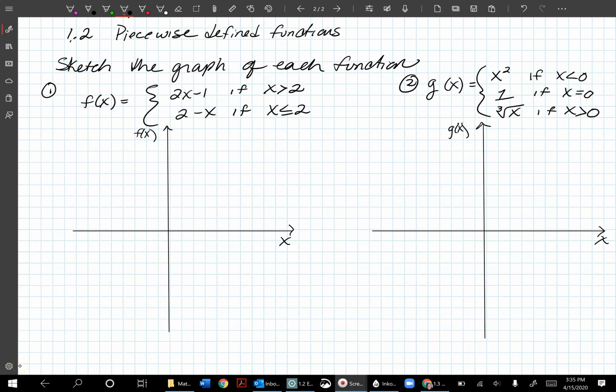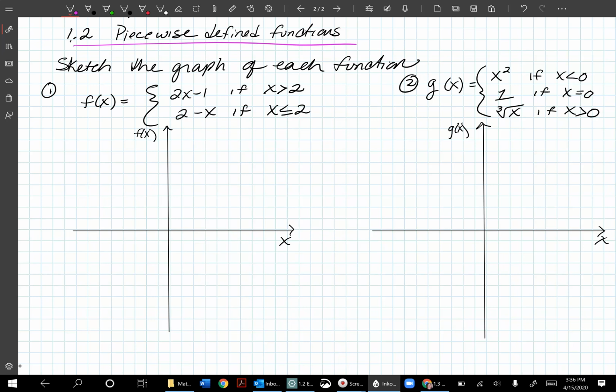Okay, you probably need some graph paper for this one, or you can just sketch it out, that's fine. So jot these down on your graph paper if you'd like to. Pause the video, take a minute to do that. So we're going to sketch the graph of each function. This is piecewise defined functions, where you just have different pieces that are defined for certain domains.